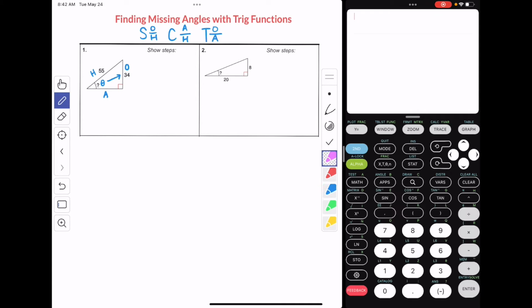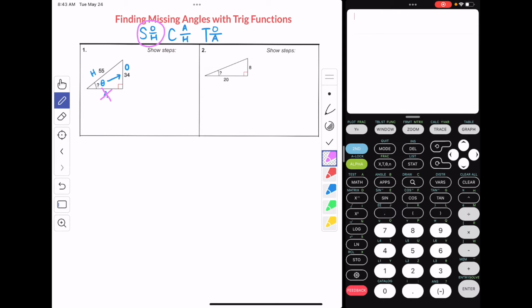If I take a look at all of these values, the one that I have no information for is my adjacent side. So I'm just going to cross that out. And now I know that I need to be using a trig function that only uses O and H. And so I recognize that is my sine function over here.